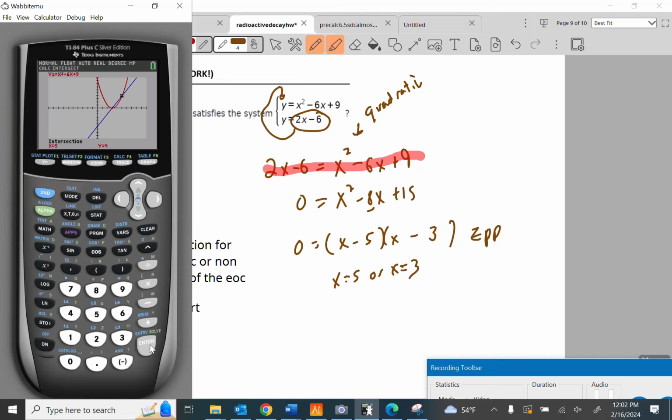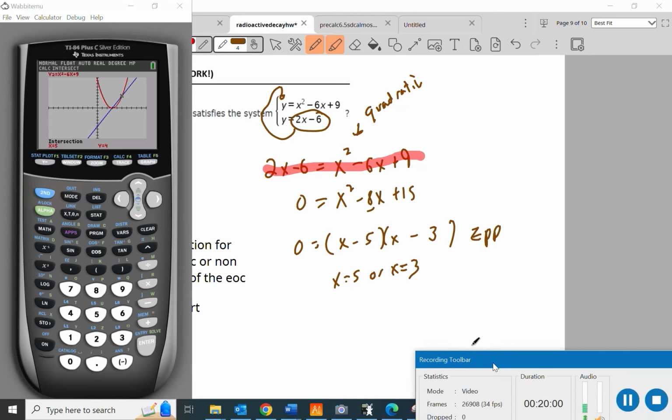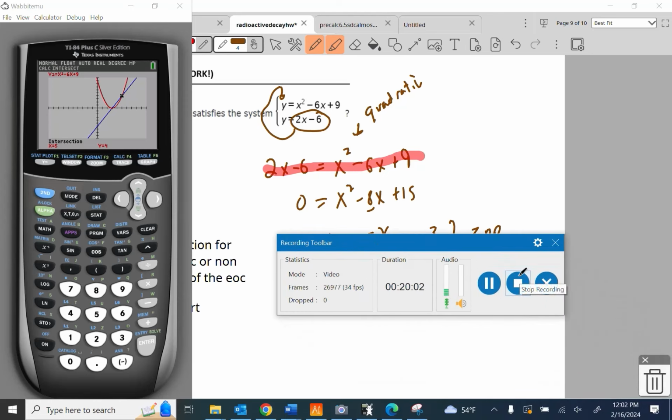Anyways, enter, enter, enter. There's my 5. And that does it for next Tuesday's homework.